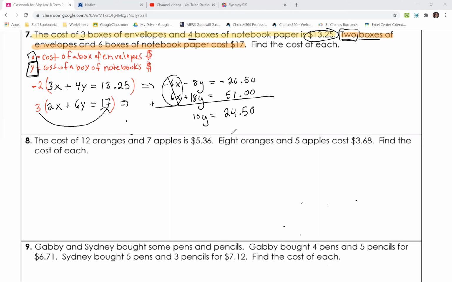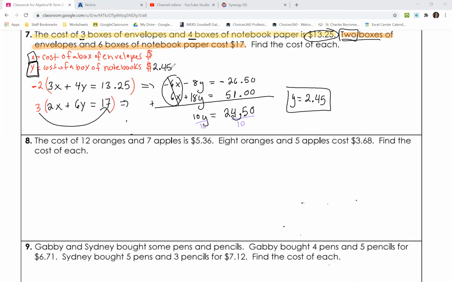So now we can solve for y. I'm going to divide by 10, and I'll end up getting y equals, since I'm dividing by 10, all I have to do is move that decimal over, $2.45. Okay, awesome. So y equals $2.45.